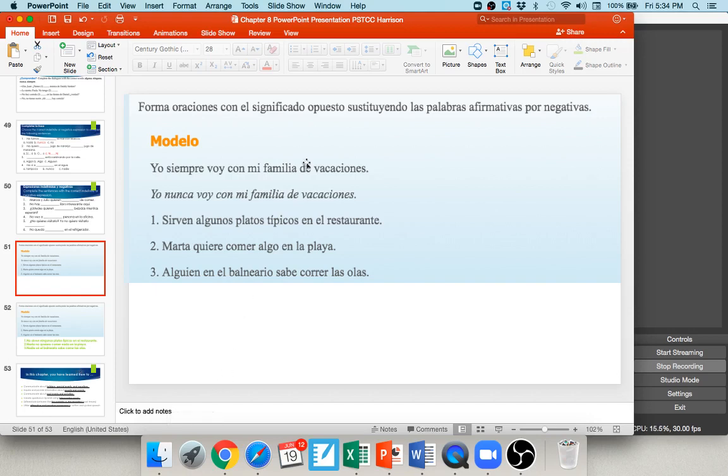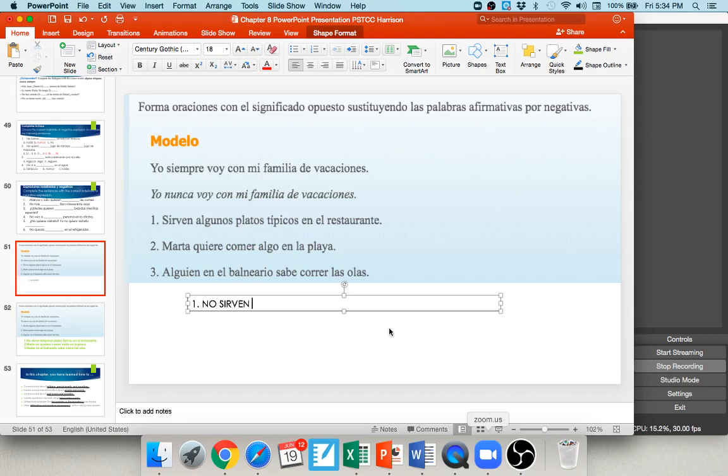Okay. Here's another example for you. Number one says, sirven algunos platos típicos en el restaurante. So instead of saying they serve some typical dishes in the restaurant, we want to say they don't serve any traditional dishes. So instead of sirven algunos, we want to say they don't serve, no sirven. Remember, you need the no in front of sirven in order to trigger that negative word afterwards. So no sirven, ningunos platos típicos en el restaurante.